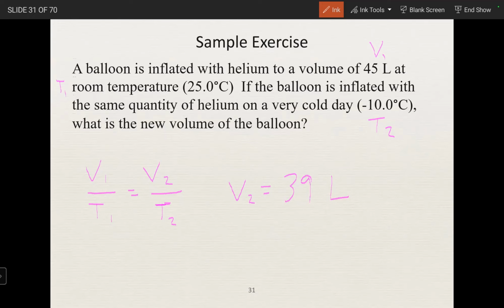So since we only had 2 sig figs in that first volume, we can only have 2 sig figs in our second volume. And that's why we're going to have 39 rather than 39 point, whatever the calculator is going to give us for those remaining digits.